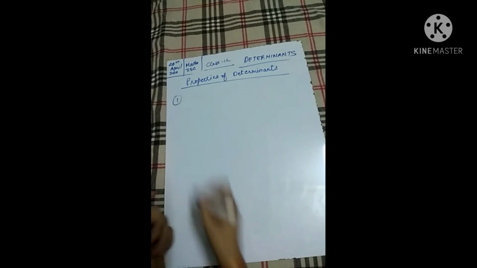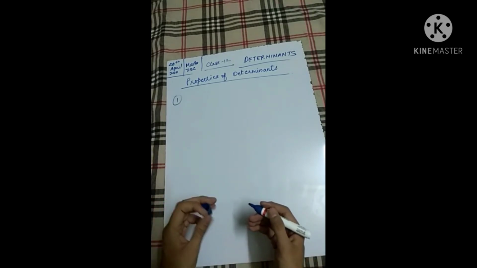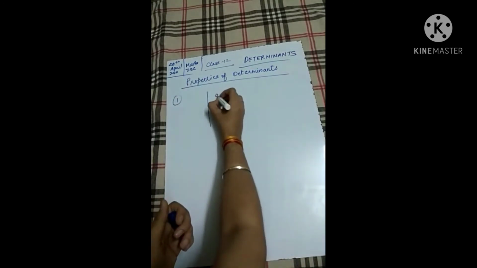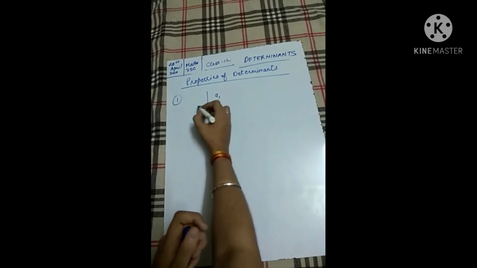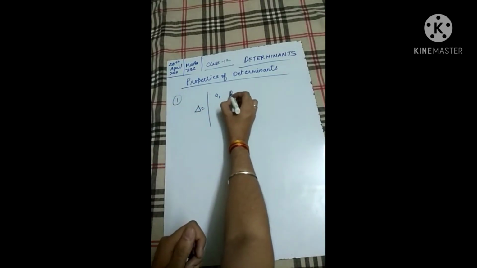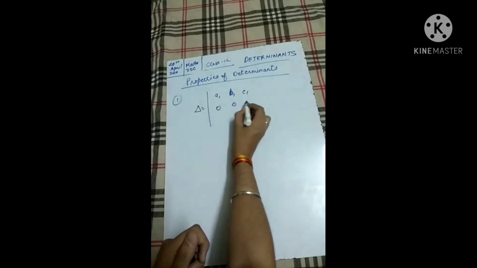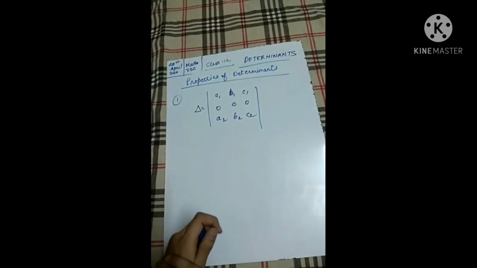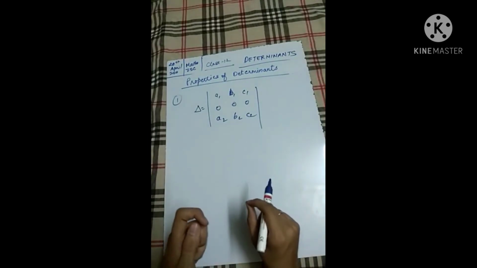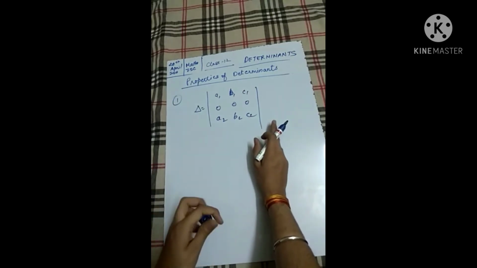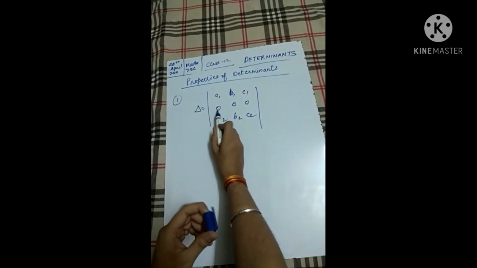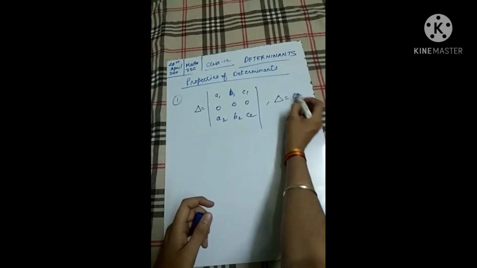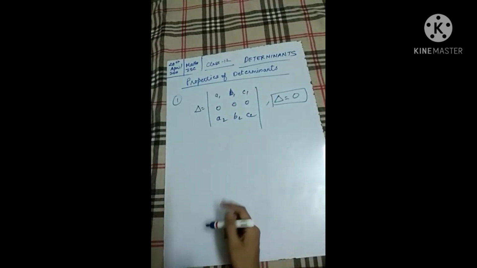So I'm taking an example and trying to make you understand what the properties are. Okay, let us take the first property. Say for example, if you have a determinant delta equal to a1 b1 c1, 0 0 0, a2 b2 c2. If this is the determinant, then the property says that if any row or any column is totally zero, as we see that this second row has all values zero, hence the value of this determinant will always be 0. This is the first property.